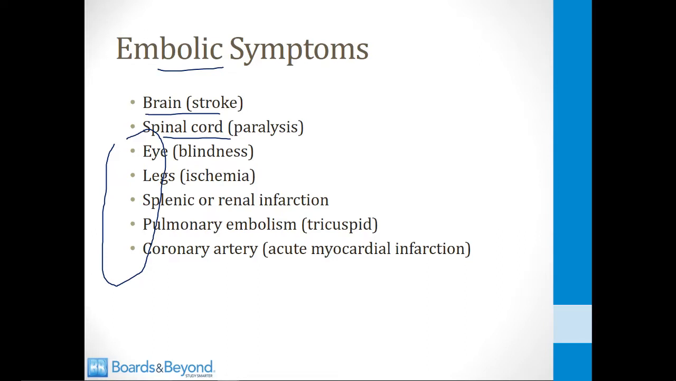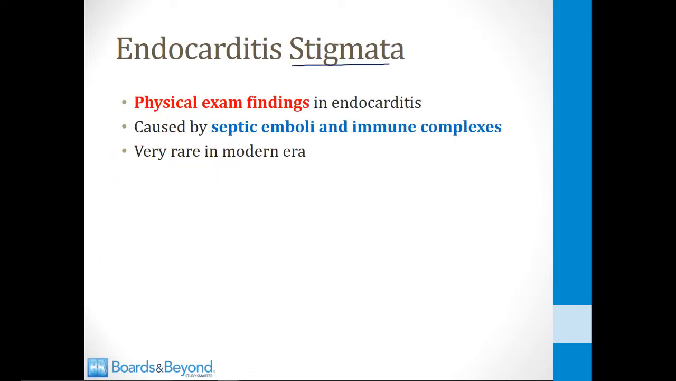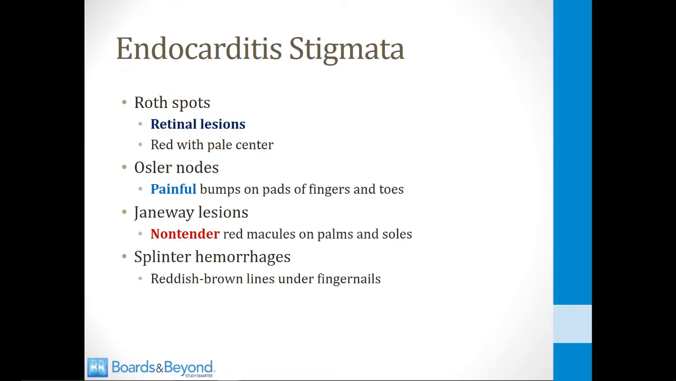The stigmata of endocarditis are a collection of classic physical exam findings seen in endocarditis. These are all caused by septic emboli or immune complex deposition. These are extremely rare in the modern era. They're virtually unheard of. These used to occur 100 years ago before there were antibiotics, when patients would have long-standing chronic endocarditis. However, these do often come up on your exam, so you should be familiar with the stigmata of endocarditis. One of the classic stigmata of endocarditis is the presence of a Roth spot.